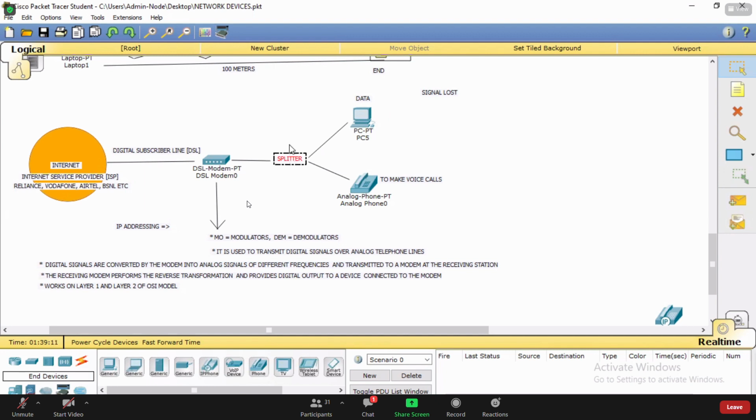This type of device, like a splitter device or a modem device, you don't get to see these days, because what we get now is a Wi-Fi router directly from our ISP. They connect their fiber optic cable to the Wi-Fi router, and from the Wi-Fi router all these devices get connectivity. These days we are not using analog phones anyway; everyone is using smartphones. Analog phones were there 5 to 10 years back, but these days they are not there.